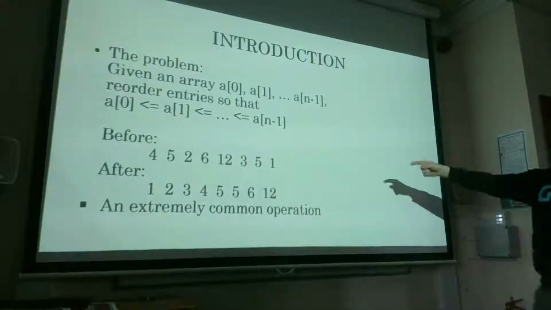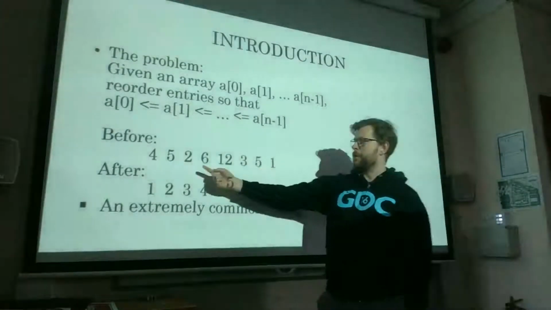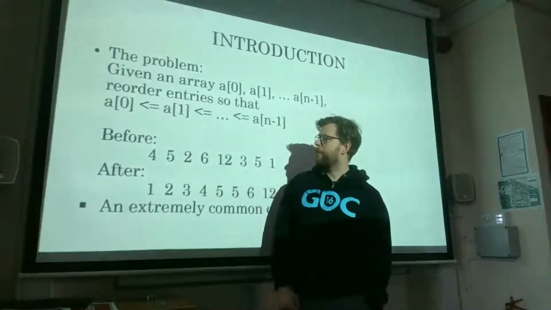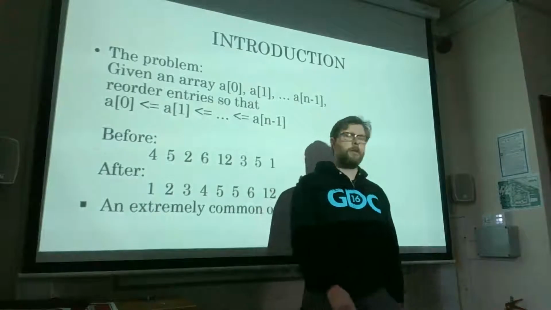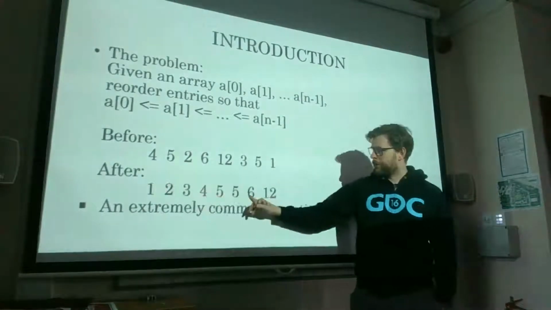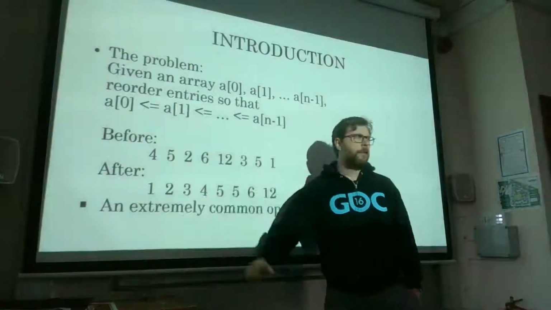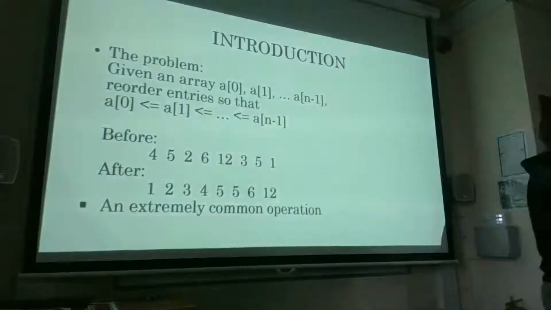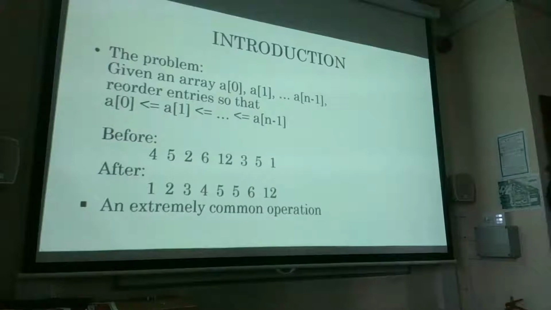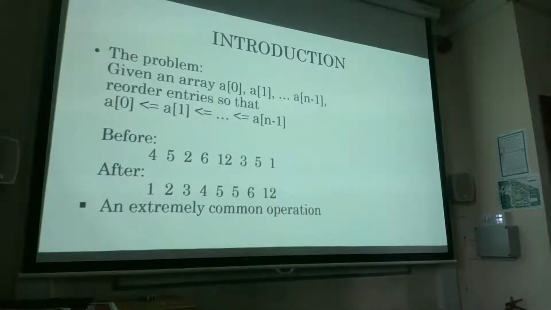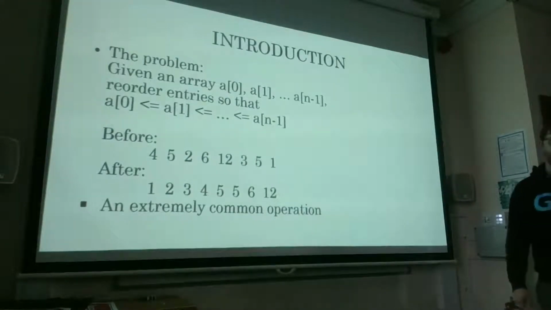We go from unsorted, where some elements are in the right position, so 4 should come before 5. However, some are not, so 5 should not be before 2. And we shuffle them so that we have a completely sorted list. Every number is smaller than any number on its right-hand side, and every number is larger than any number on its left-hand side. That's our definition of what sorting is.